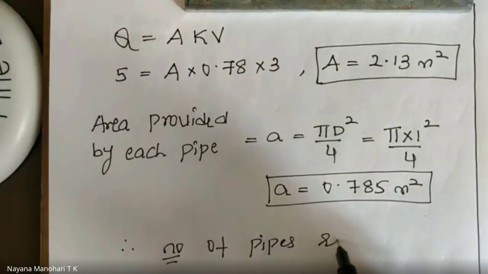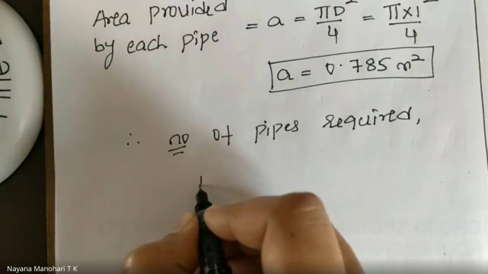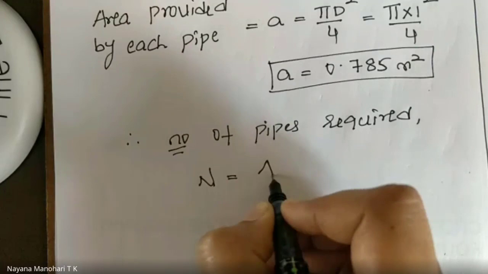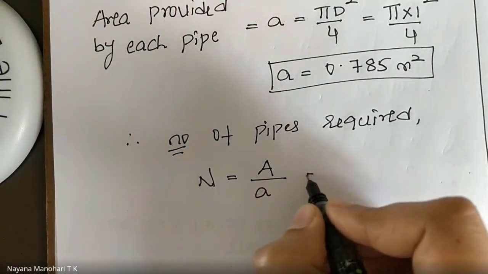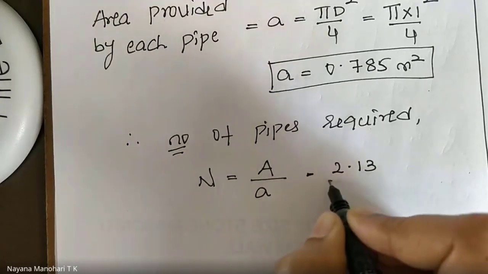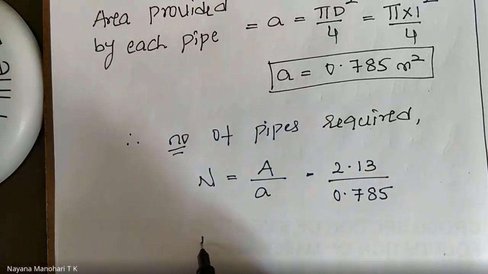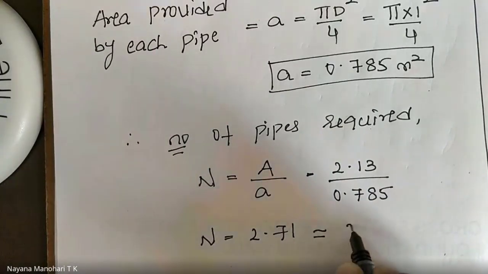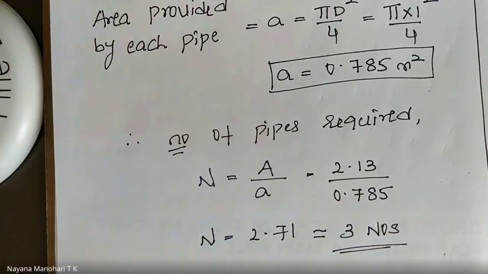Number of pipes required, denoted by capital N, is given by total area divided by area of each pipe. The total area is what? 2.13 divided by each area, 0.785. The number of pipes, you will get it as 2.71. Round it up, that is 3 numbers. Okay, 3 numbers of pipes are needed.